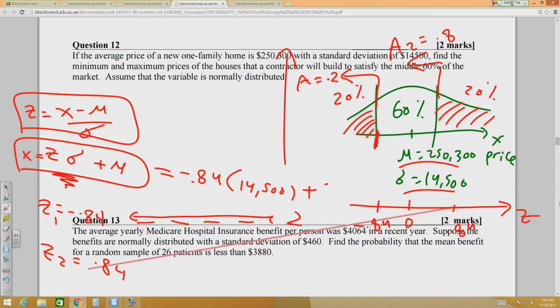So you add mu after that, which will be 250,300. Anyway, you calculate that, whatever it is, and the same thing for the other x. So this will be x1, and x2 will be the same formula, but you have z is positive 0.84 times 14,500 plus mu. See, the same formula doesn't change, only z is changing. Everything else is the same. Some people get confused here. The formula doesn't change. Okay? So just calculate both of them, that will be x1 and x2.